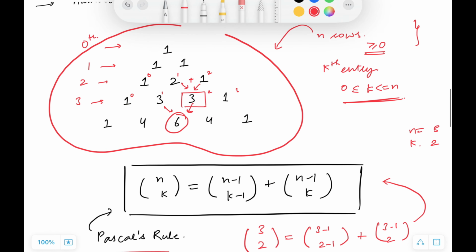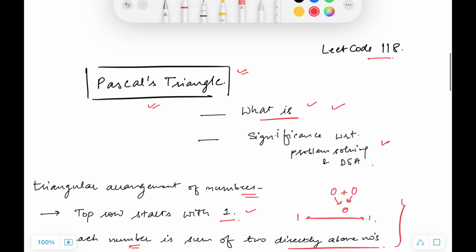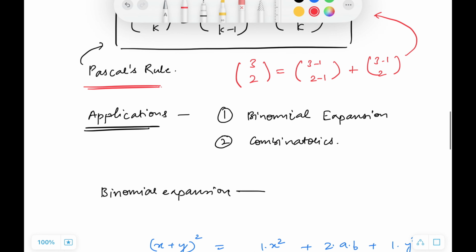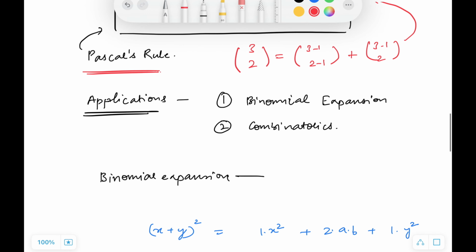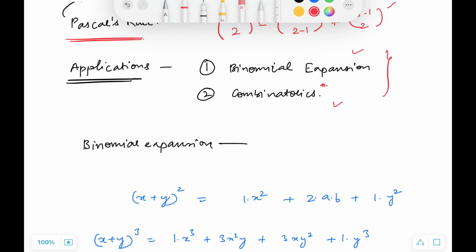So we have created Pascal's triangle, and you are clear on what this is all about. Now what is the application of Pascal's triangle? Because we will ultimately be solving coding problems in interviews. I have picked up two applications. First is binomial expansion. Second is combinatorics. Combinatorics is more important according to me, because I have seen it being applied in multiple coding problems. But we'll just try to get an idea.